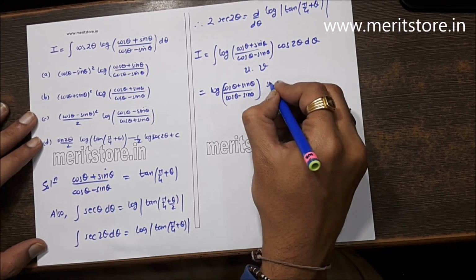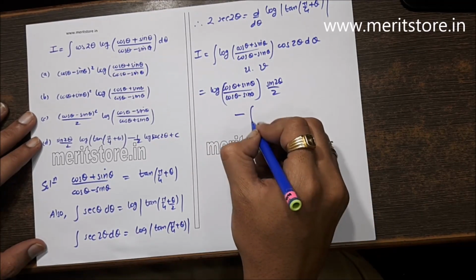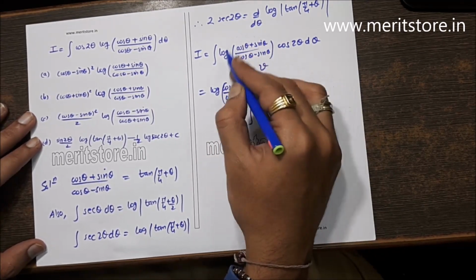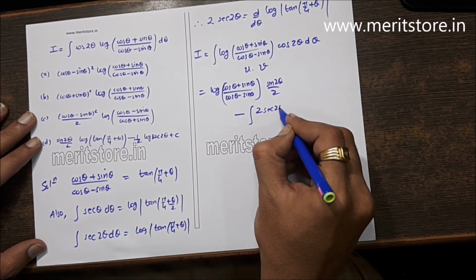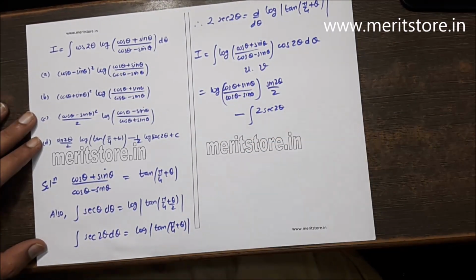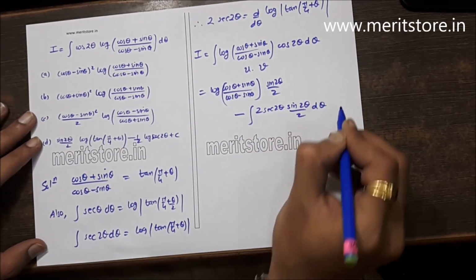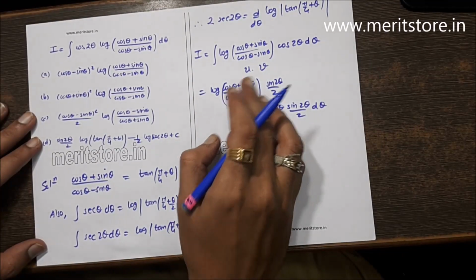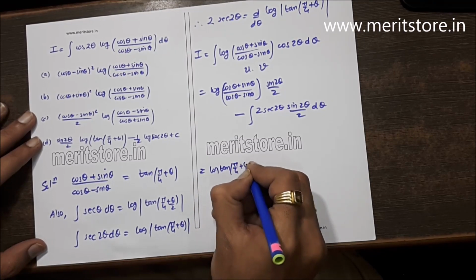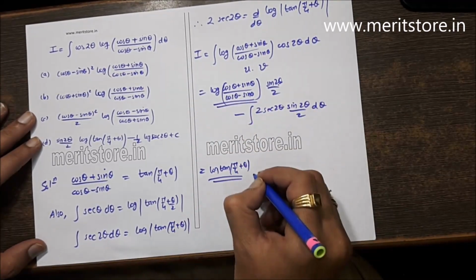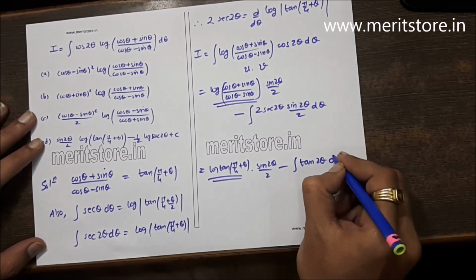integral of cos 2 theta, which is sin 2 theta upon 2, minus integral of the derivative of log of (cos theta plus sin theta). We have already derived that as 2 sec 2 theta, and the integral of cos 2 theta would be sin 2 theta upon 2 d theta. Writing the first term as log of tan (pi by 4 plus theta) into sin 2 theta by 2 minus integral of tan 2 theta d theta.